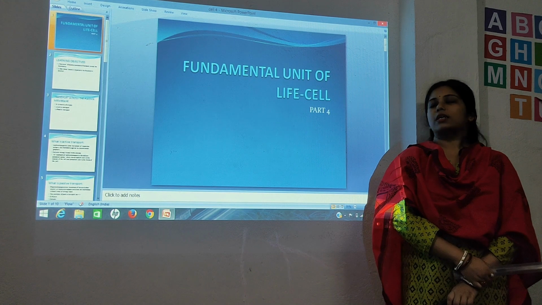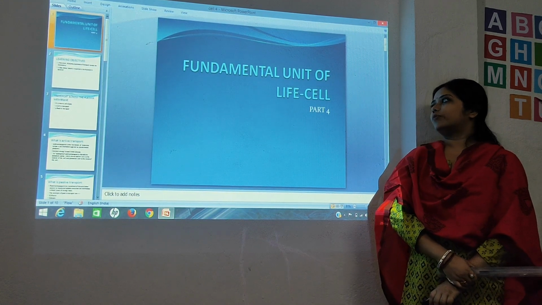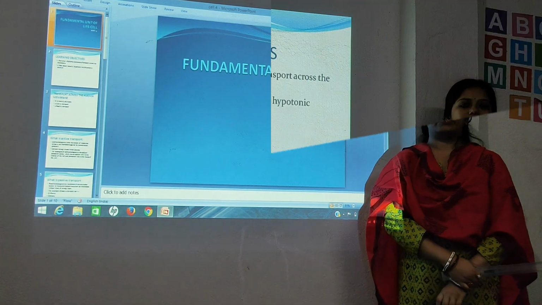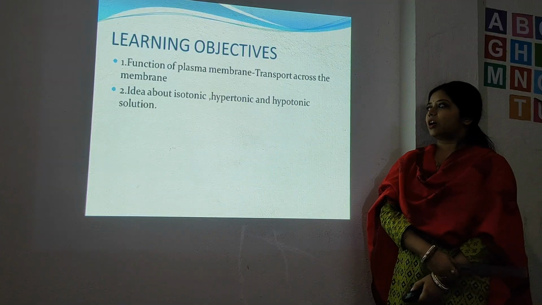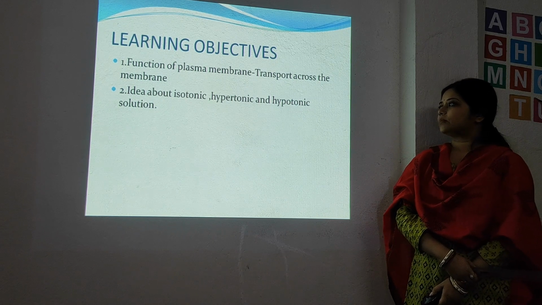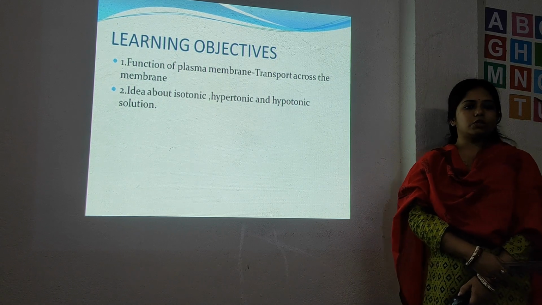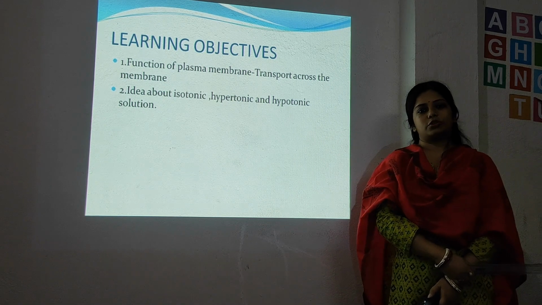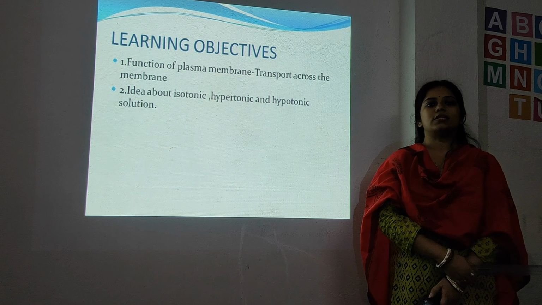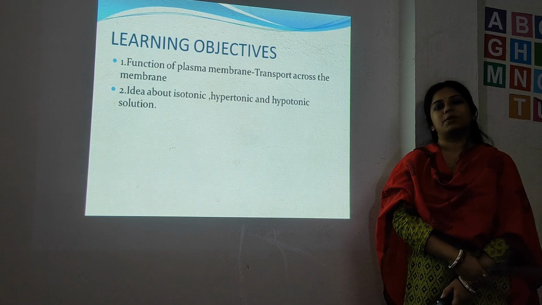Today we will discuss the fourth part of our chapter, Cell, the fundamental unit of life. Today our learning objectives are the function of the plasma membrane, that is transport across the membrane, and the idea about isotonic, hypertonic and hypotonic solutions. In our last video, we already discussed the function of the plasma membrane.